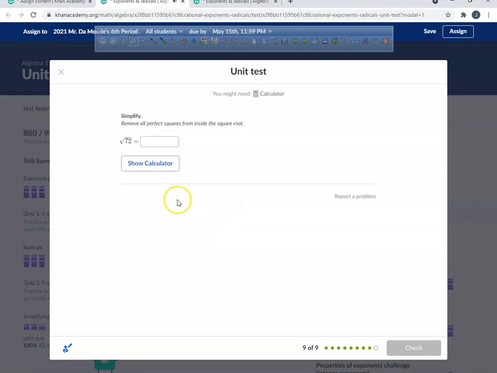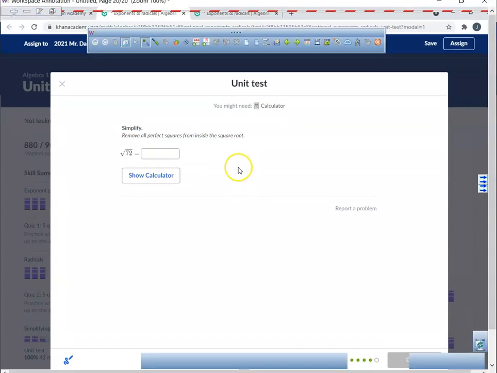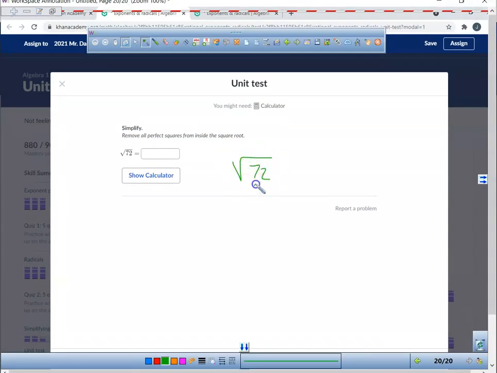Okay. Oh, well, that's pretty easy. We just simplified the square root of 72. So they just gave us the square root of 72. Now they're giving us another square root of 72. So I'll just do it again. 36 and 2. 6 and 6. So it just becomes 6 radical 2.